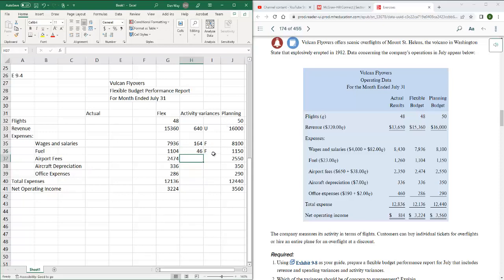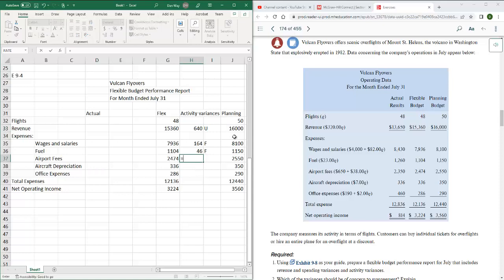Oh, built-in logic check for us here, by the way, not to derail. If we have less activity than we expected, all of our activity variances for expenses for anything that has a variable component will be favorable, right? Expense has to be lower because we had less activity. If actual activity had been greater than planning, these would all be unfavorable for things that change with activity. And then the reverse would be true for revenue.